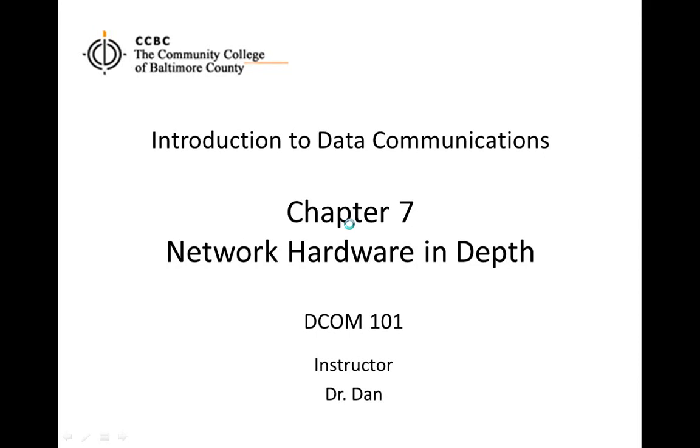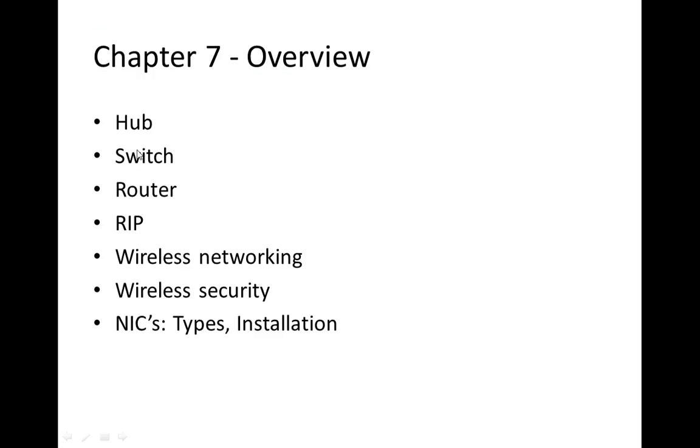Let's get started on Chapter 7, Network Hardware in Depth. In this chapter, we will look at what is a hub, what's a switch, what's a router, and what is the routing information protocol. We will look at wireless networking, wireless security. We will look at types of network interface cards and network interface card installation.